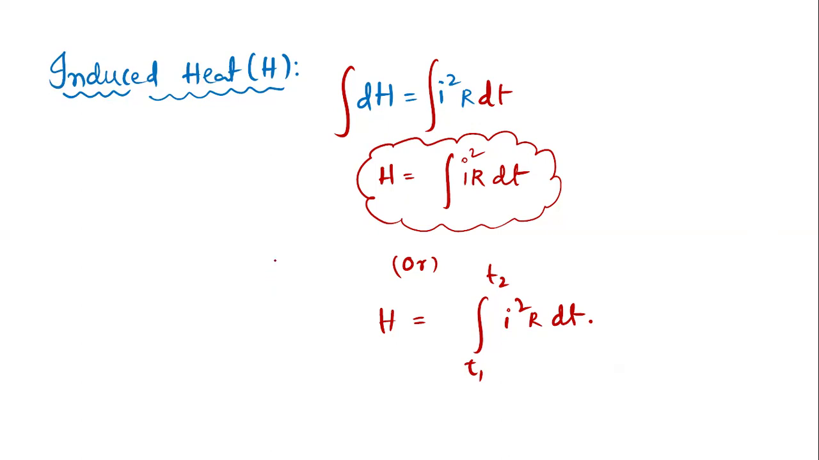Done, buddy. Is it clear? Shall I move forward? That's it. So how many things can you generate? Whenever you change a flux, you can generate an EMF, you can generate a current, you can generate heat, you can generate a charge also. Yes or no? Those are all called induction. Induced means what is it here?